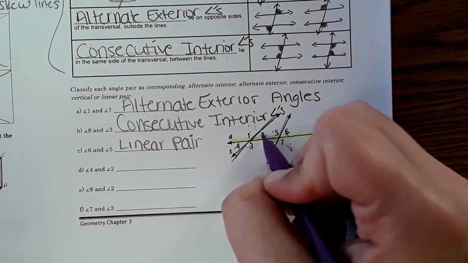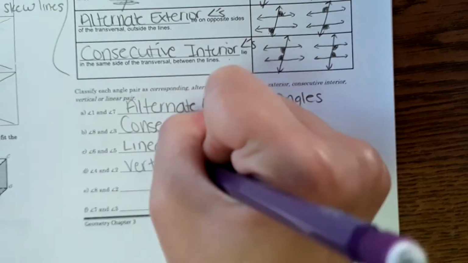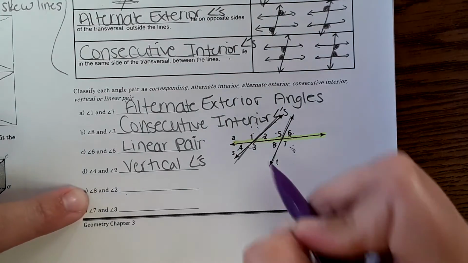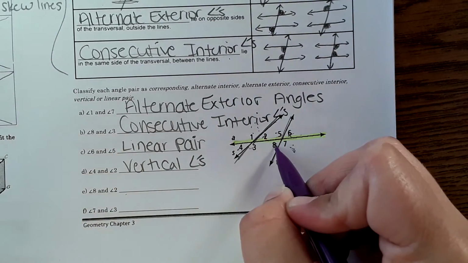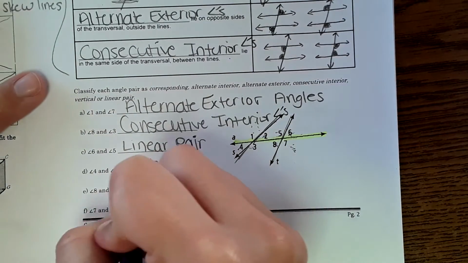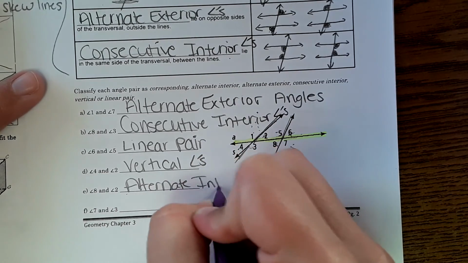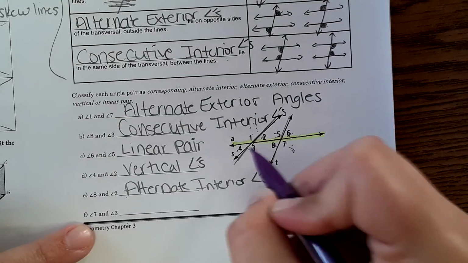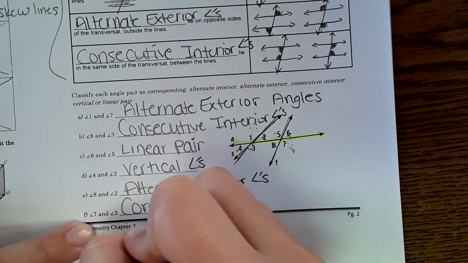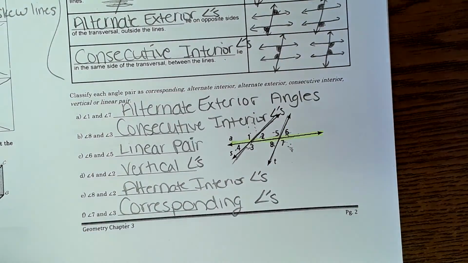Four and 2, these are vertical angles. 8 and 2 are alternate interior. They're inside these two lines. Alternate interior angles. And then 7 and 3 are corresponding angles. Okay.